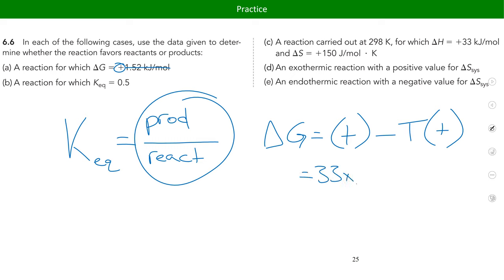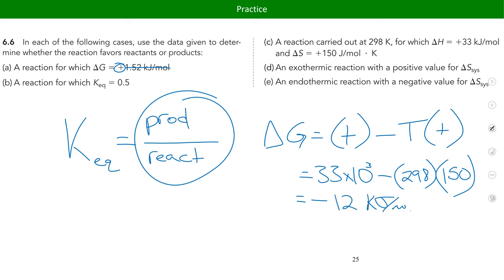So 33 times 10 to the 3 minus 298 times 150. I'm leaving off the units in the interest of space. 300 times 150, is that going to get us more than 33 kilojoules per mole? What do we get? This is 44,700. So we are going to get a negative number, negative 12. Yeah. And again, all that matters is that it's negative. If it's negative, it's spontaneous, which means it favors products.